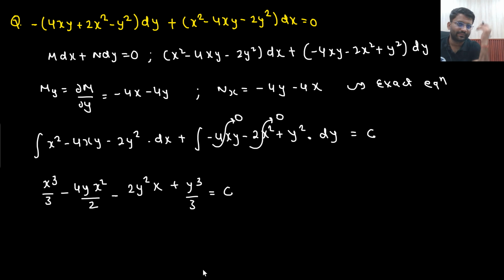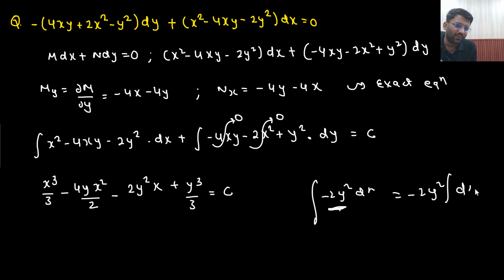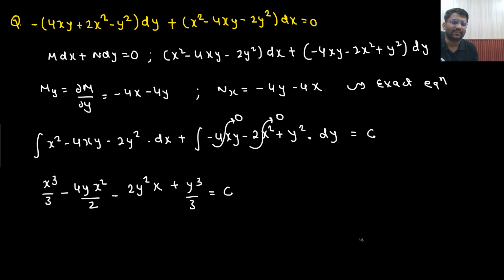What am I doing? Again, let me repeat. Whatever terms are related with x go to 0, y cube by 3. Here, x cube by 3 minus 4y aside. 4y is a constant. Integration of x will be x square by 2. Here, minus 2y square dx. This is the integration I am supposed to perform. This is constant, so minus 2y square. What is the integration of dx? That is x only. So minus 2y square x plus y cube by 3. That's the answer.